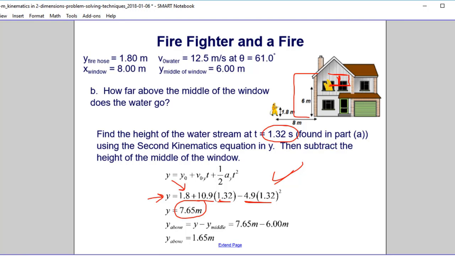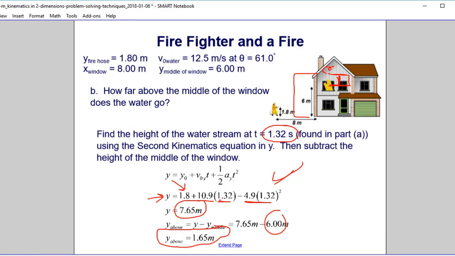But once again, we had to find out how high above the middle of the window. So we have to subtract 6, and we find we missed the middle of the window by 1.65 meters. So what's that, almost a couple yards? Yeah, so that's not even going to hit the top of the window probably.